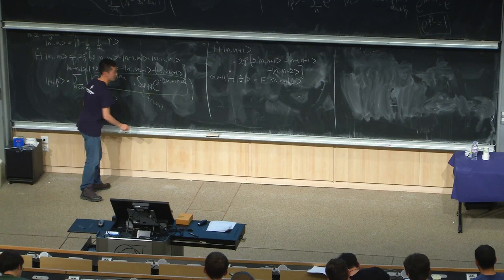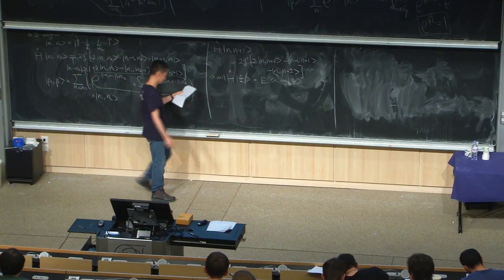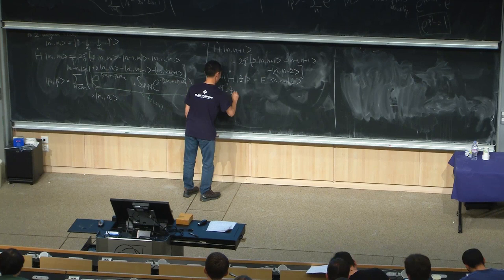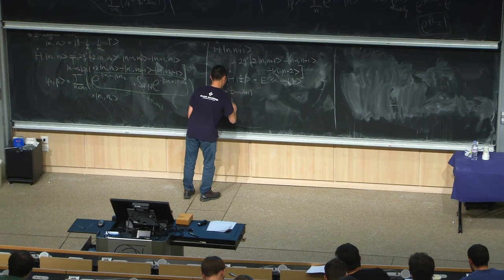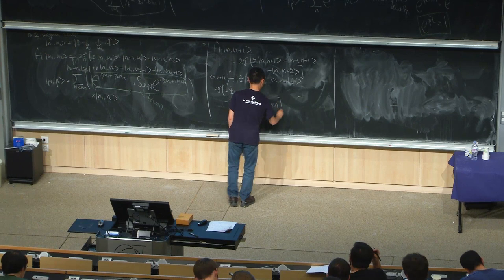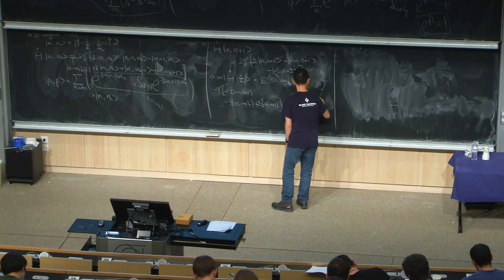So let's write the right-hand side explicitly, and by applying this, you get something like this: psi n minus 1, n plus 1, minus psi n plus 2, plus 2 times psi n plus 1, equals energy times psi n plus 1. OK, so this is the equation you need to solve.